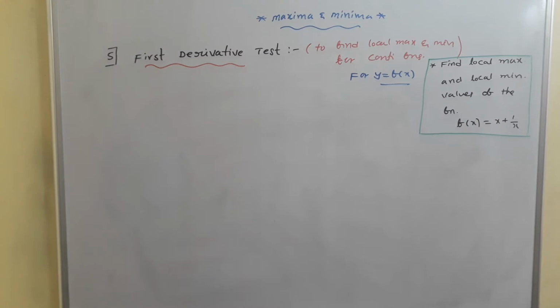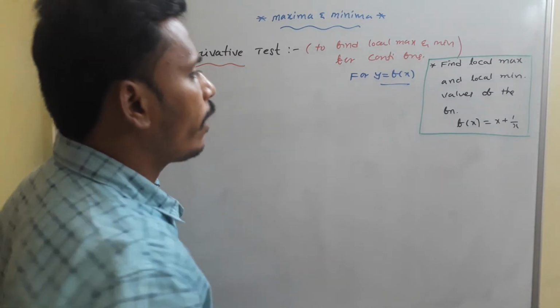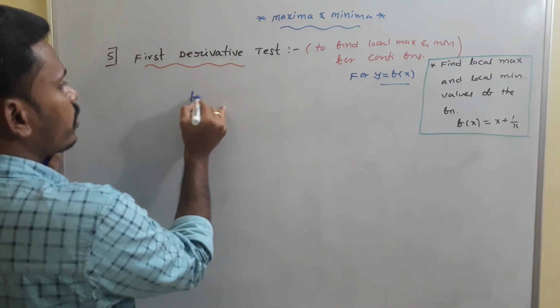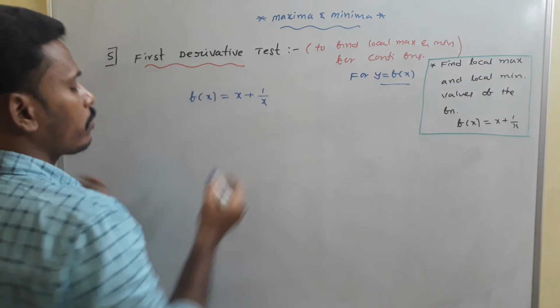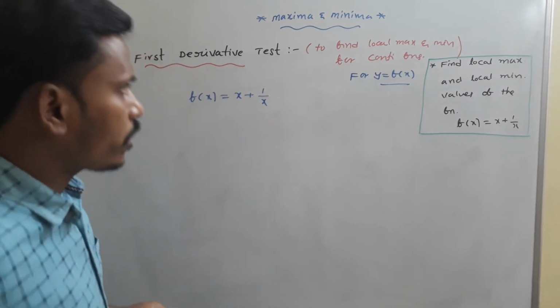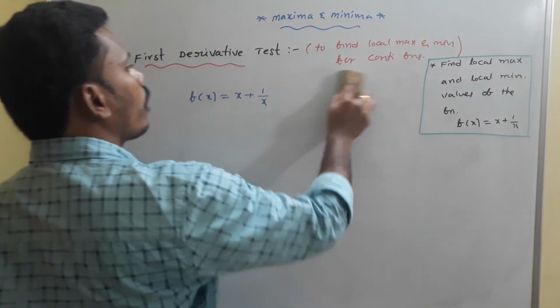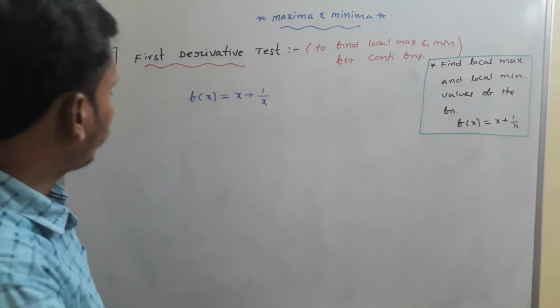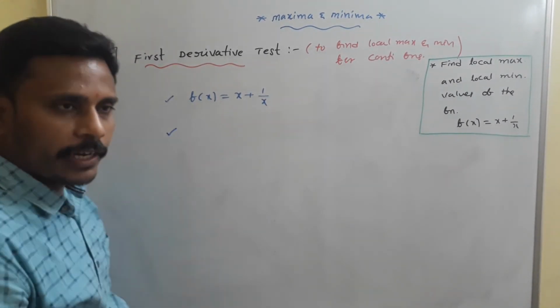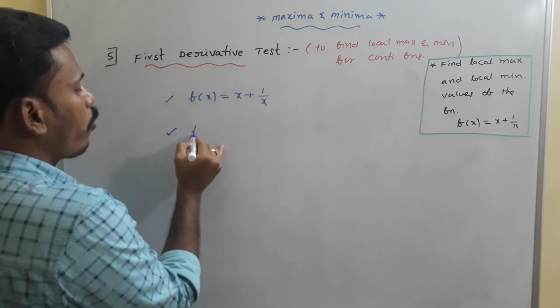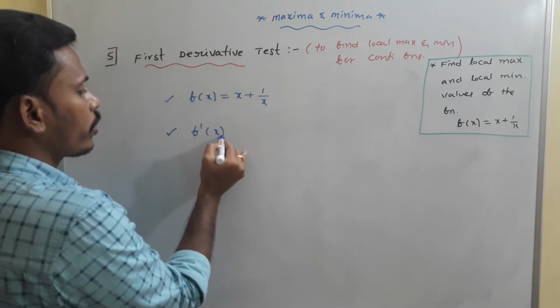Look at the problem to solve. We need to find local maxima and local minima values of the function f of x, which is given as x plus 1 by x. Now I am using the first derivative test to find the local maxima and local minima. According to that test, in step 1 we need to find critical points, so for critical points you need to calculate its derivative first.